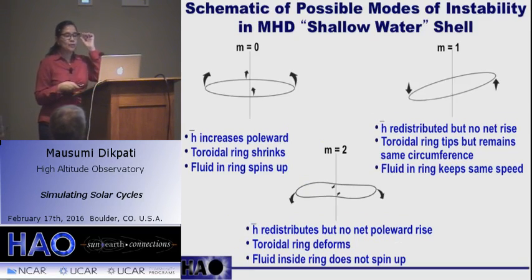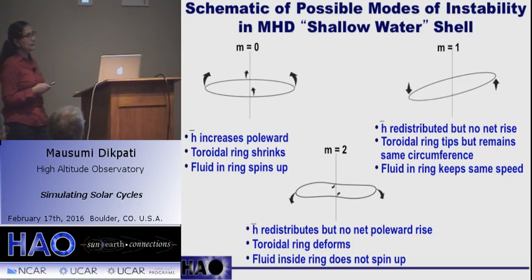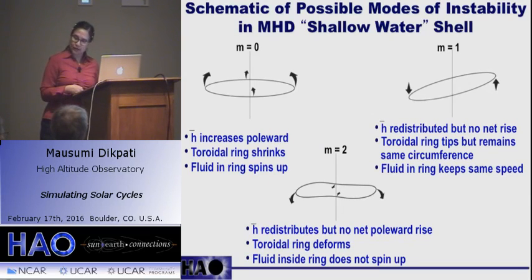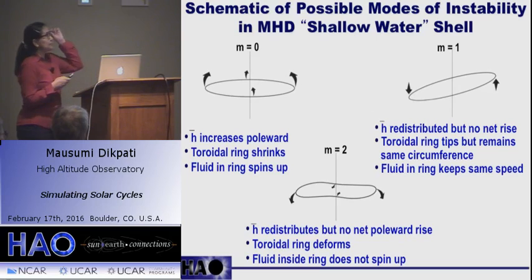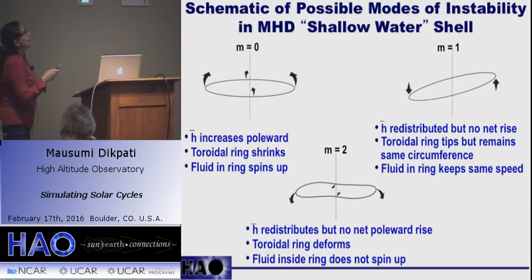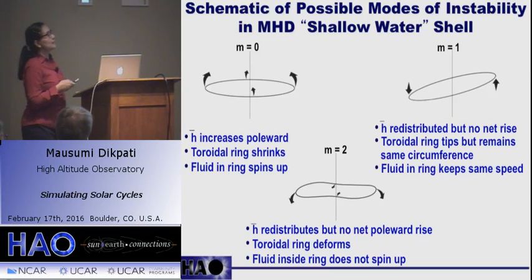The possible modes that can occur due to this instability are m equal to 0, m equal to 1, and m equal to 2. Actually, up to m equal to 7 modes can occur, but these are the main modes. M equal to 0 looks like this. The height increases poleward, the toroidal ring shrinks, and the fluid in the ring spins up.